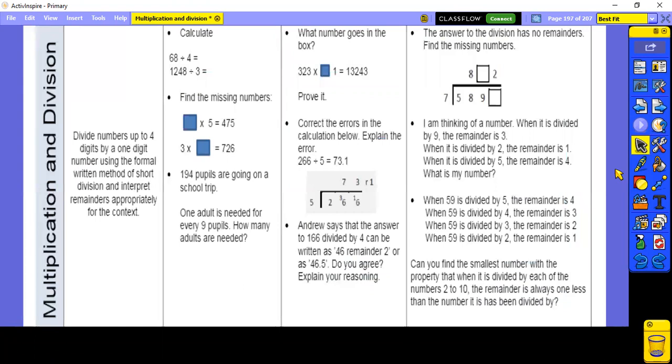Okay, and for those of you that finish early and fancy a challenge, here is the extension. So we have lots of different questions for you to have a go at to practise your division knowledge. So pause the video to have a go at the extension.